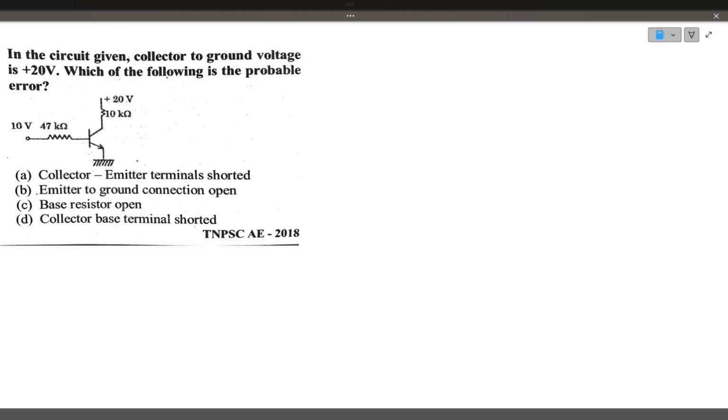If you see the next question, the collector to ground voltage is 20 volts. Which of the following is proper? He's telling the collector to ground voltage, meaning the output voltage, is 20 volts, which is nothing but VCC. So the output voltage, the collector to emitter voltage, is equal to VCC. This happens when IC is equal to 0.